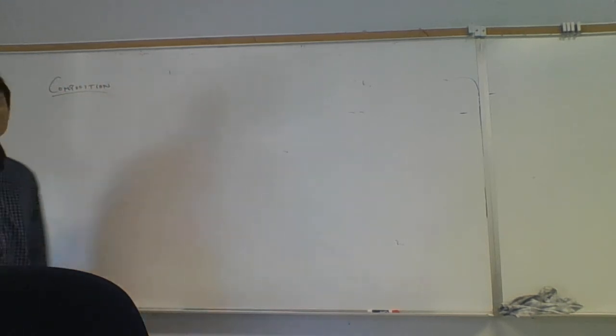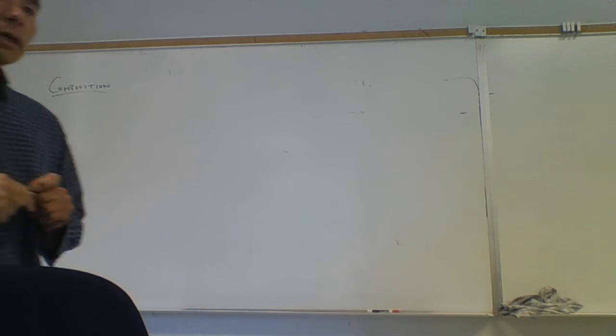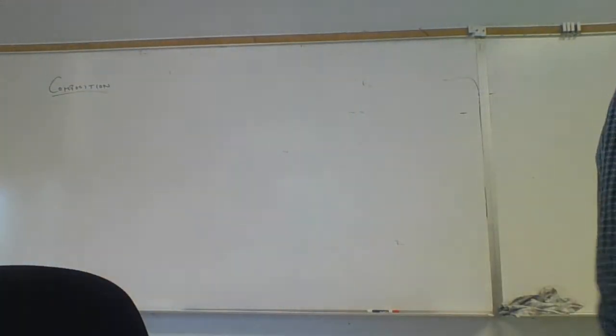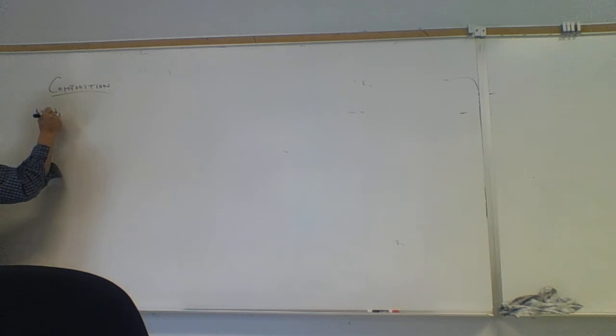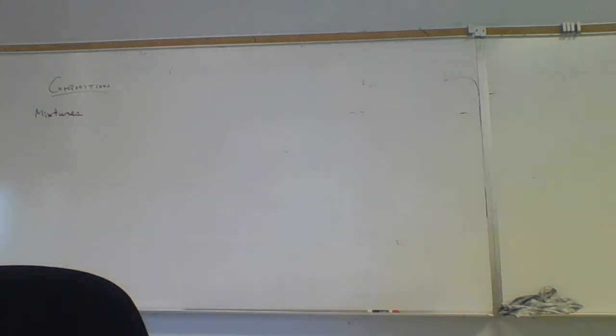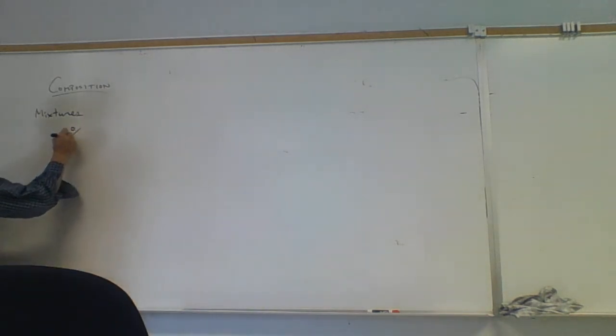There are different ways to express composition. If we're looking at mixtures, what would you say is the easiest way to represent the composition of a mixture? Probably the easiest way of representing the composition of a mixture is by percentage. And we have different percentages.